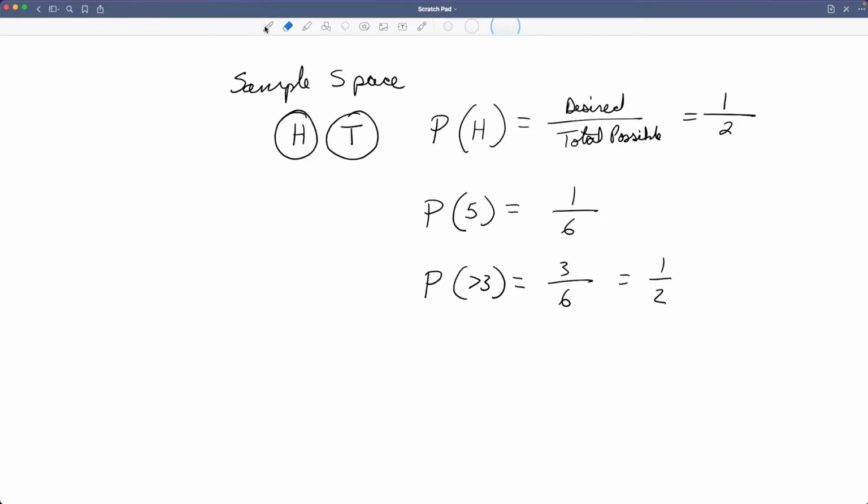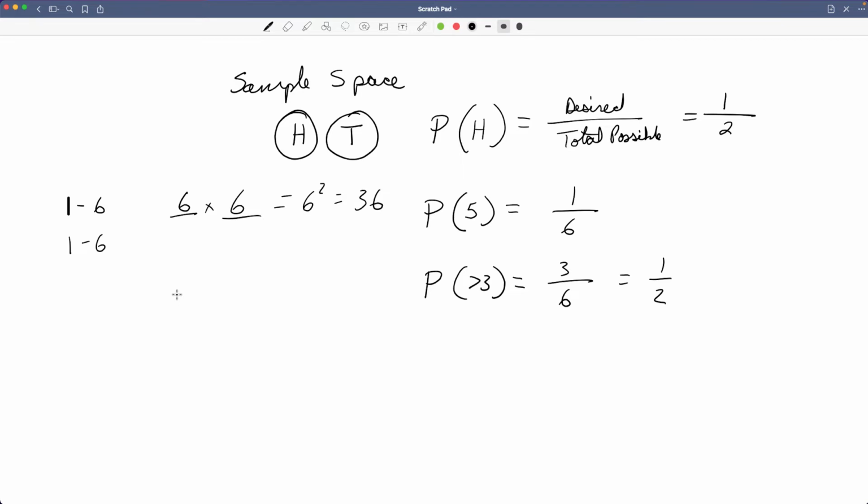Now, what if I have 2 die? If I have 2 die, then think back to what we just talked about with exponential permutations. If I have 2 dice, the first dice could be 1 through 6. The second dice could be 1 through 6, right? So I have 6 possibilities for the first space and 6 possibilities for the second space. So that means I have 6 squared, or 36 possible outcomes.